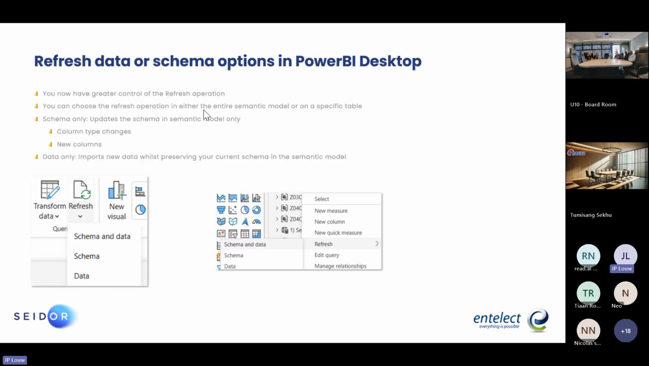The second one, which I tested on some local models, is that you can refresh your data or your schema options. In the past updates, you could only do the whole schema and the data, and you had to wait a while for all the things to load, where you only wanted the schema to update, or only the data. So you've got 3 different options that you can play around with on your refresh. That is quite a useful feature, and I think that's also a great time saver to have as options.